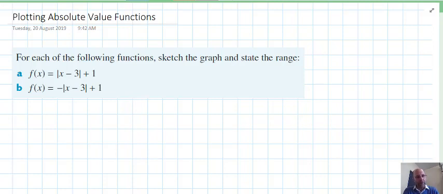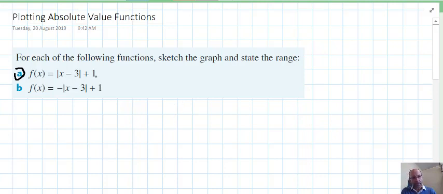Okay, so plotting absolute value functions, and we're looking at two dimensions. For each of the following functions, sketch the graph and state the range. We're going to analyze this as part of the sketching. So the first one there, because you can see we've got two examples, is the absolute value of x minus 3, then we add 1 on.